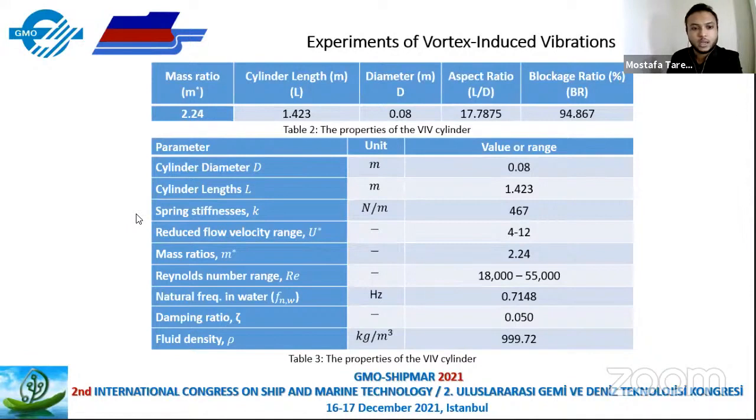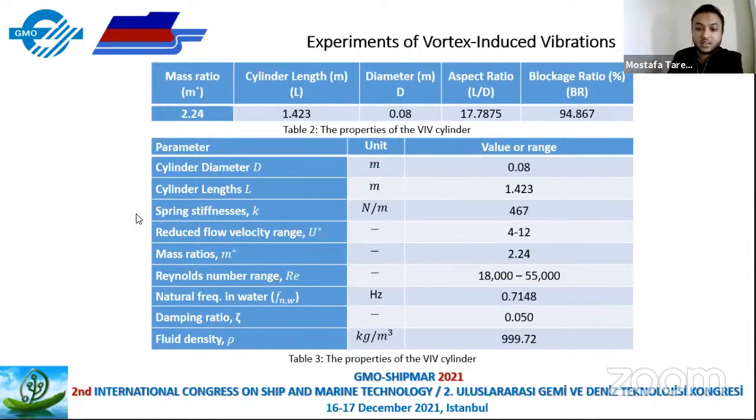In the second table on the screen, it also shows the spring stiffness, which is 467 newtons per meter. We should note that the spring should be stiff enough, as it's preferred to reduce the bidirectional restoring force and also to allow an elastic motion.